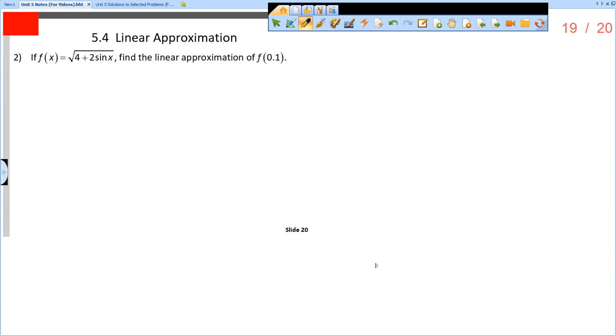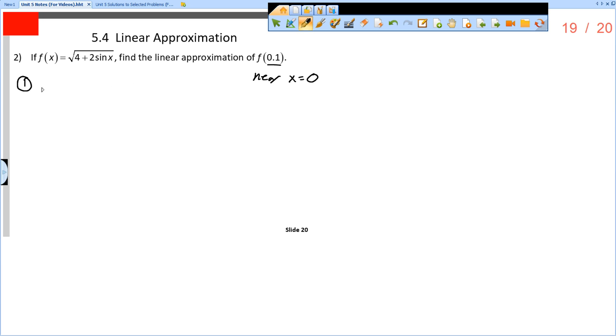All right, so it says if f of x equals the square root of 4 plus 2 sine x, find the linear approximation of f at 0.1. Now 0.1 is a value that is near x equals 0, right? And so what we want to do is write the equation of the line at x equals 0 in order to approximate this.